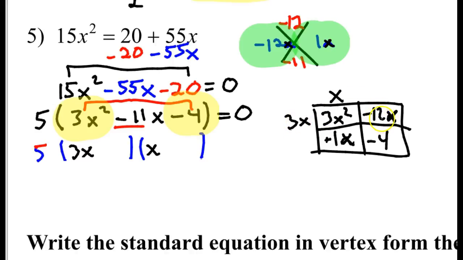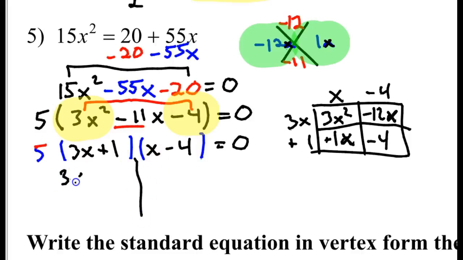3x times what is negative 12x? We'll get minus 4. So I know this is minus 4. And negative 4 times what is negative 4? That's just plus 1. Okay. So yeah, we didn't get x minus 12 and x plus 1. We got 3x plus 1 and x minus 4. Alright, so now solve.